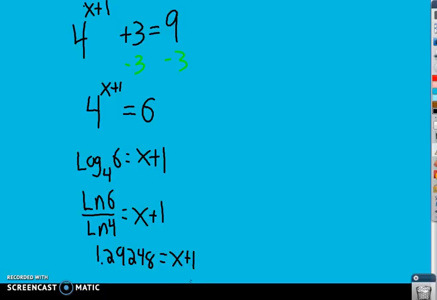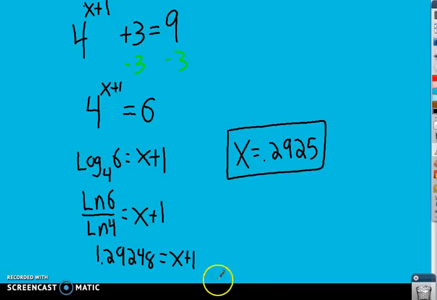And then I subtract 1 from this. And that's the point where I round. So I get x equal to 0.2925. That's when I round at the end of the problem. So that's not overly terrible. You can put that back in to check if you'd like.